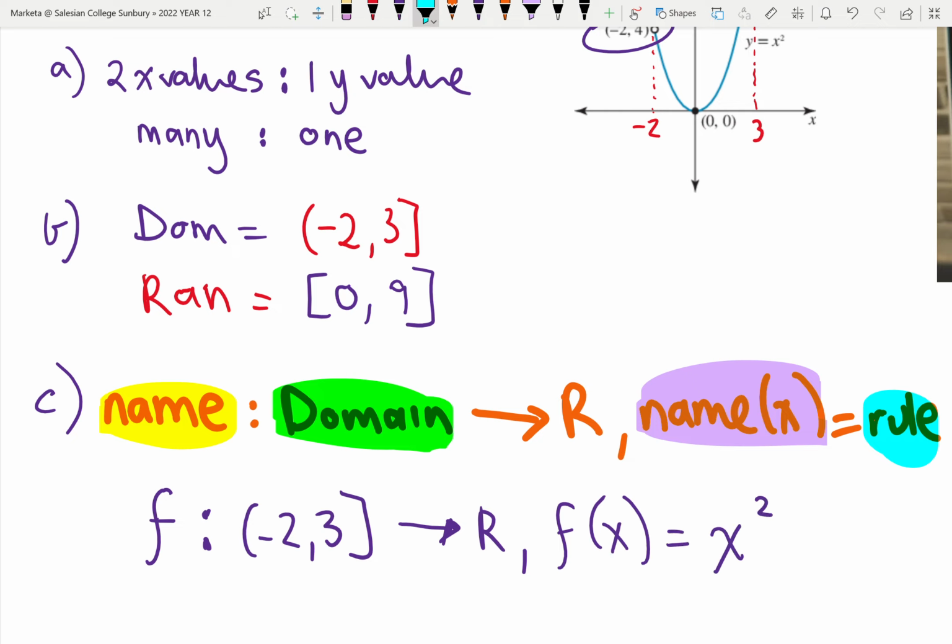Now if you look, the rule, there it is. The name, well, there's that. Here's the name again, and then lastly the domain. So this is, I guess, a little formula for how to write it into function notation.